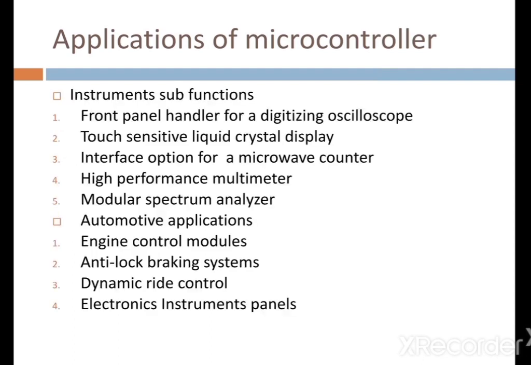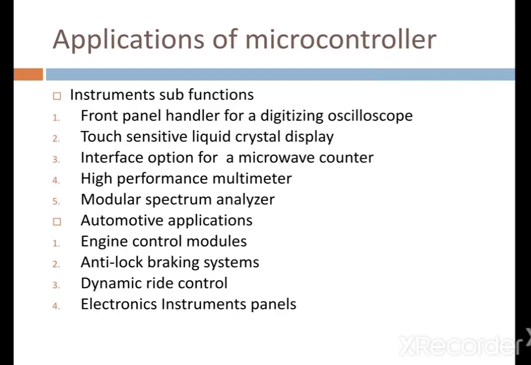Then next category is instruments. Instrument first is digital oscilloscope. In digital oscilloscope, it acts as a front panel handler. Then second is LCD screen, touch sensitive LCD. Then third is microwave counter. Then fourth, high performance multimeters. Then fifth, modular spectrum analyzer.